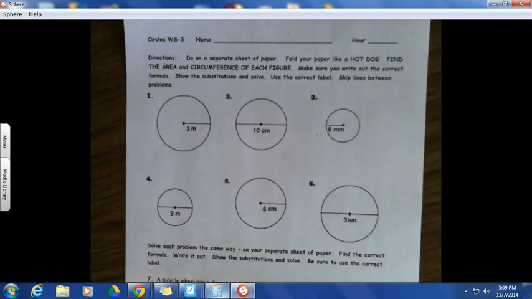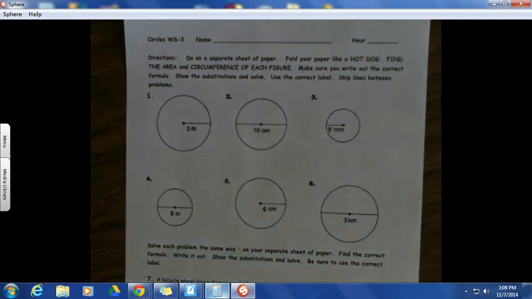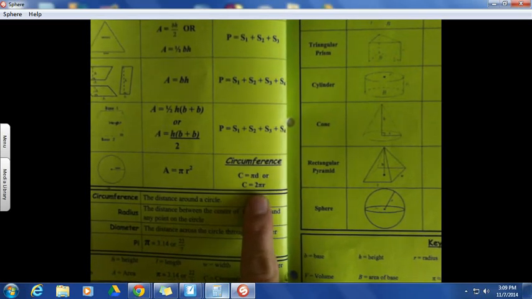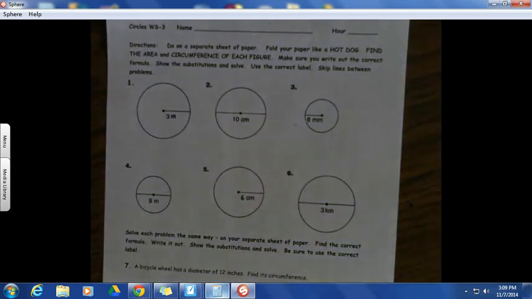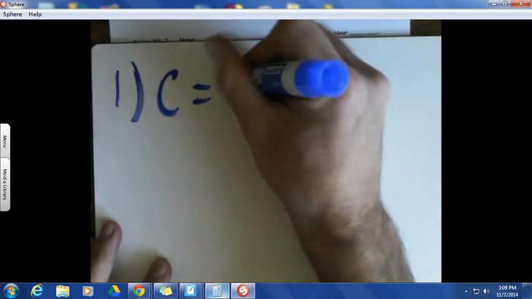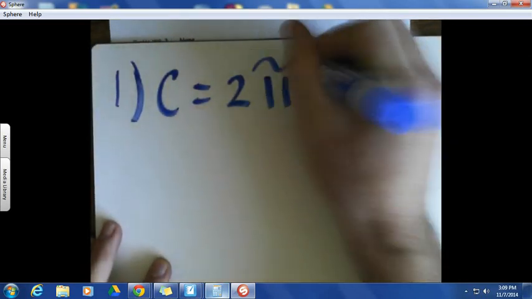So again, let's look at the cheat sheet book. We have the radius. What formula are we going to use? Let's use this one: 2 times pi times r, because we have the radius, and r stands for radius. So our formula is going to be circumference equals 2 times pi times r.